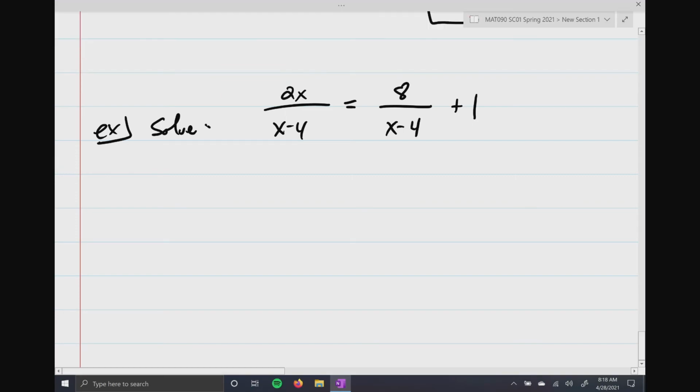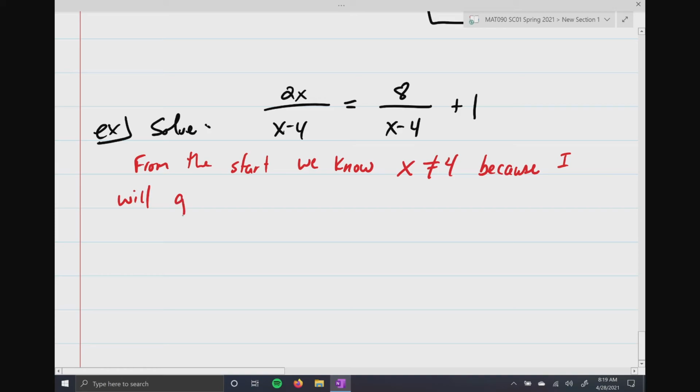Four. Good. So from the start, we know x cannot equal 4 because I will get a 0 in my denominators. So we know right off the start, x is not allowed to equal 4. That is unbelievably powerful if we can do that.